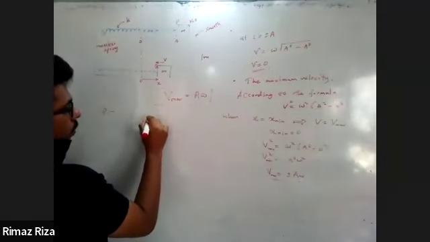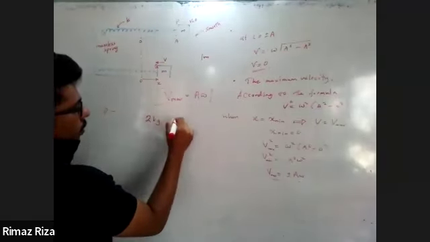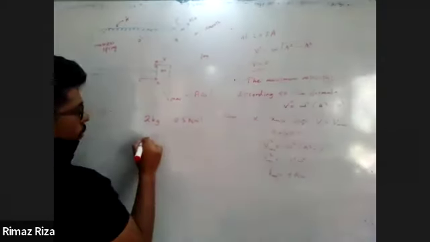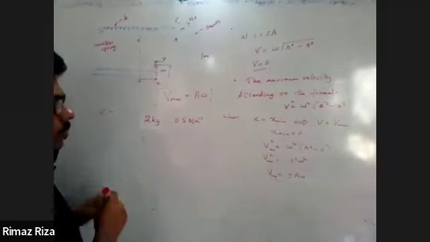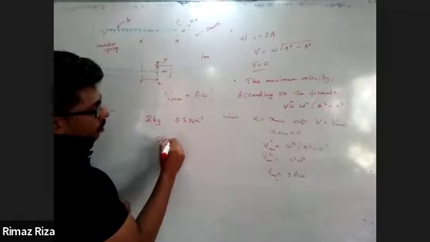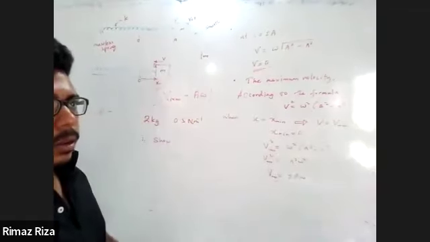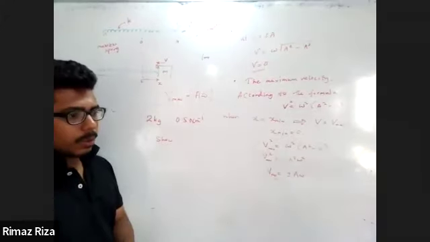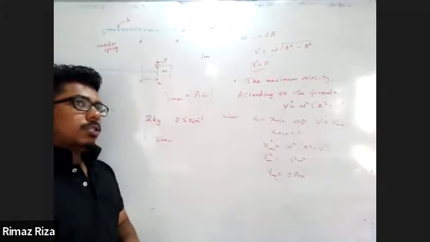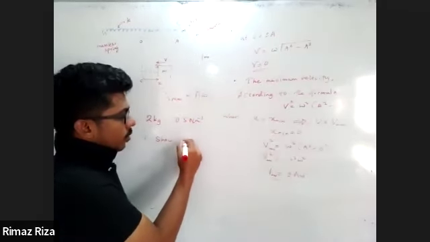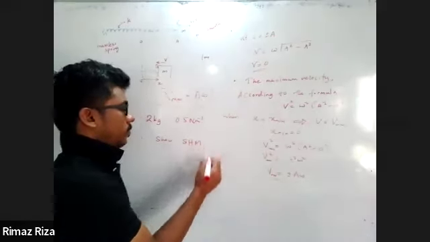2 kilogram and 0.5 Newton per meter. Okay, Roman number 1. Show that the particle undergoes simple harmonic motion.